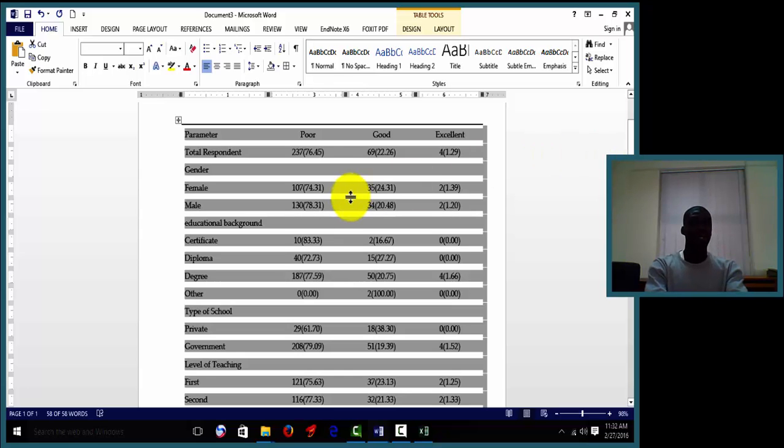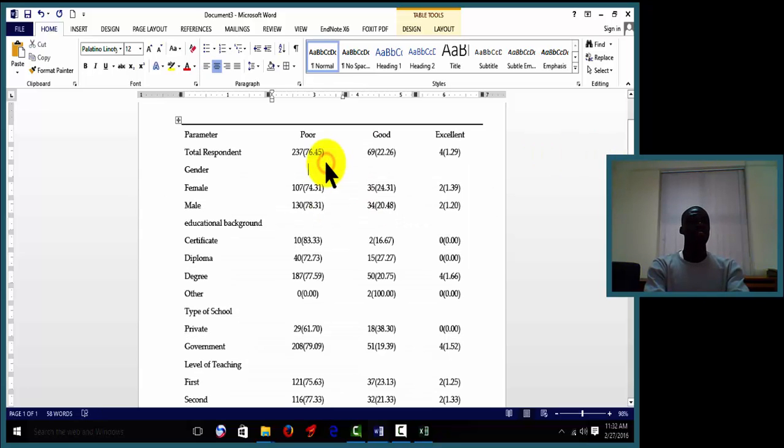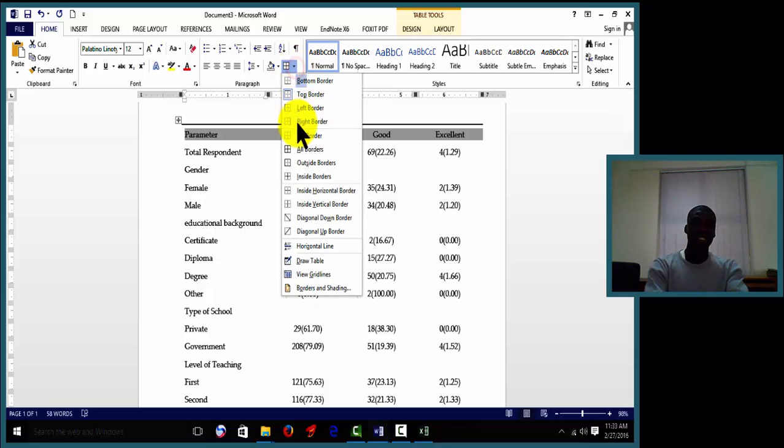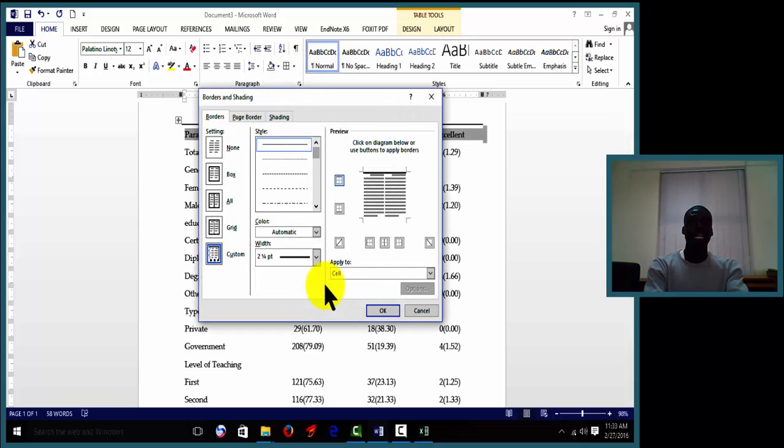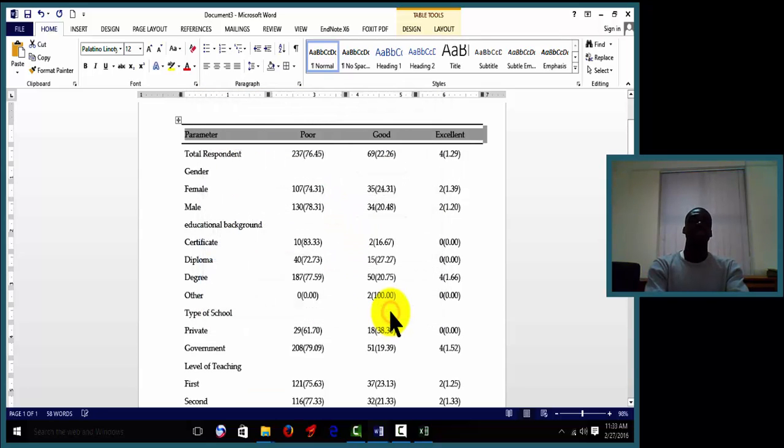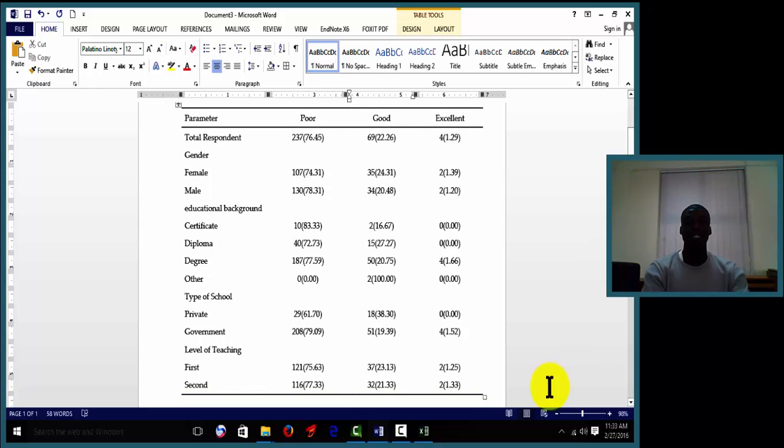Now the top header, you want everybody to see the top header also. So you just select the top alone. Go again to your Border and Shading. This time apply it to only the body. So if you have this, you have an excellent table.